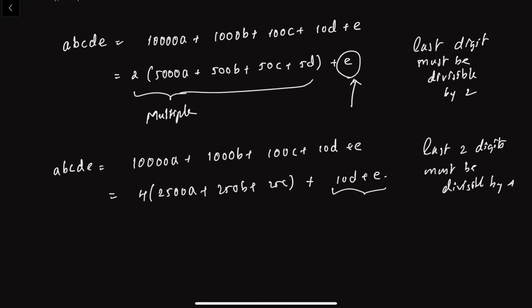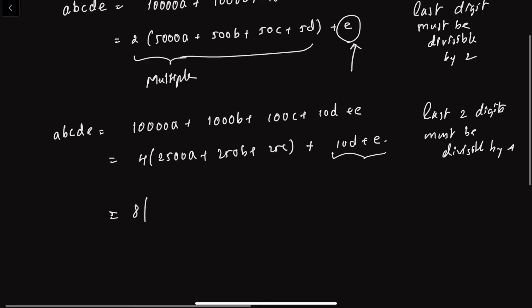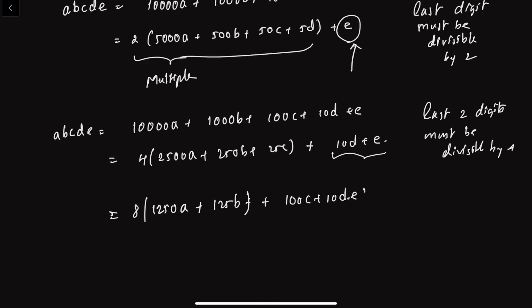Now in the same way, if we take 8, I can take 8 common from 10,000A and 1000B, but we can't take 8 from the rest. So this is 100C plus 10D plus E. That means the last 3 digits must be divisible by 8. So that is the divisibility rule for 8, 4 and 2.